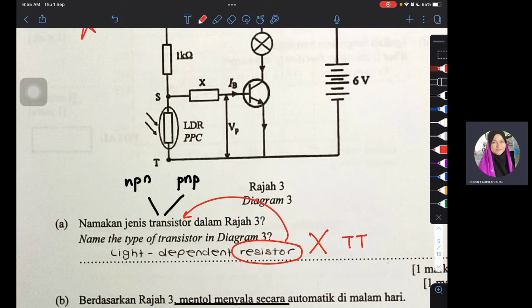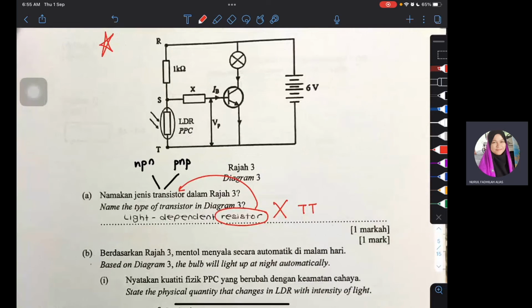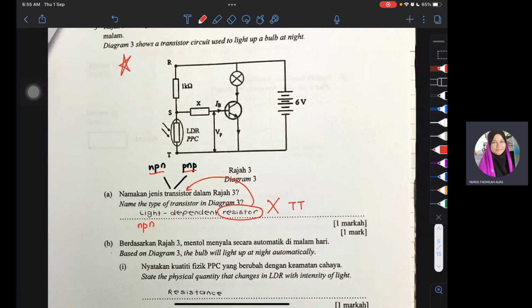So sad. Okay. Now we ask about transistor. NPN ke PNP? It's NPN. Okay, ramai sangat yang salah. Okay. 50, 60 of you. About 35, 36 students got this wrong. Only a few got this right.